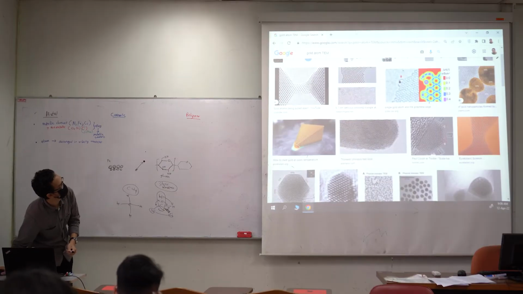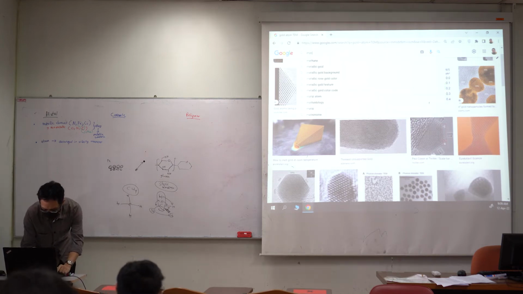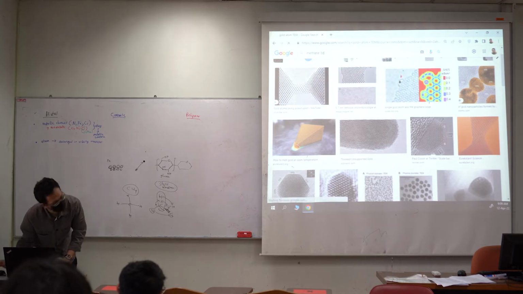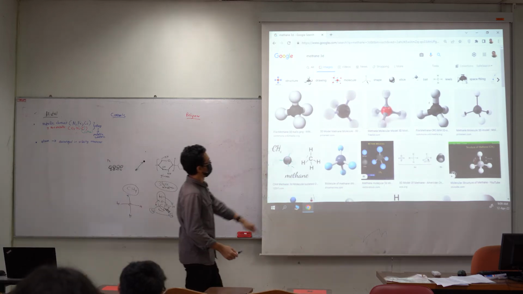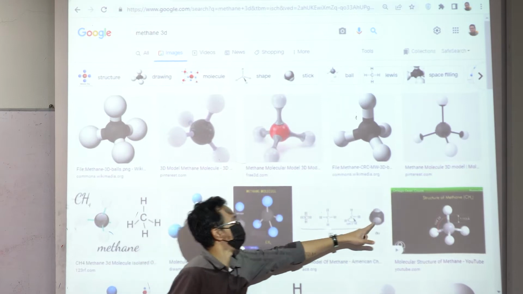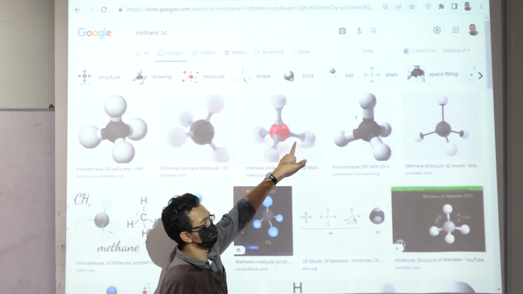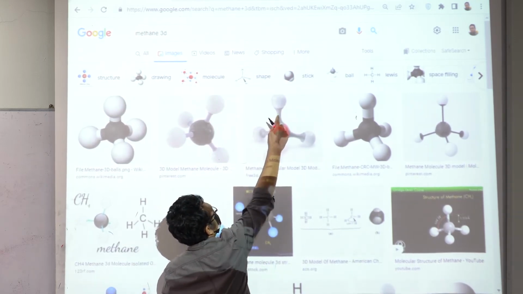So let me put this thing, methane, 3D. Okay, you can see here. It's not like when you draw, it's not like this, it's not like this. It's more or less like that. In reality, it's more like that. So it's like pyramidal, sort of like this. There is a certain angle. This is the maximum angle, and so on.